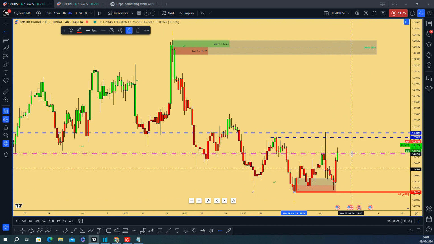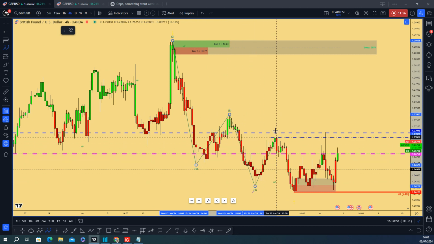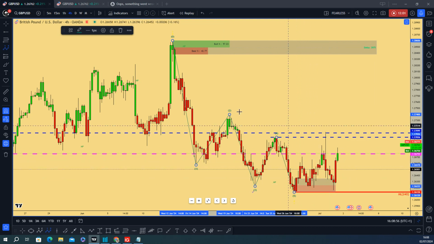However, there's a weekly structure here. We want this price to close below the weekly structure. If it closes above it, it becomes slightly bullish, and we can start to play around this range that we have. Hold on a minute. 0, 1, 2, 3, 4, 5. Yeah. So this is the H4 wave structure. That's 5. This correction is valid.